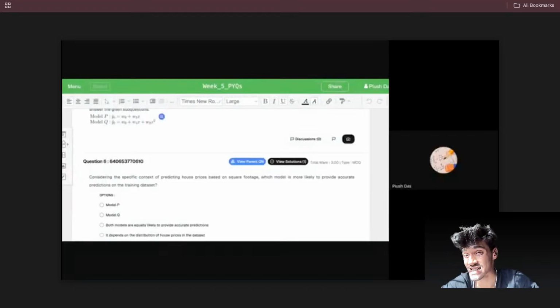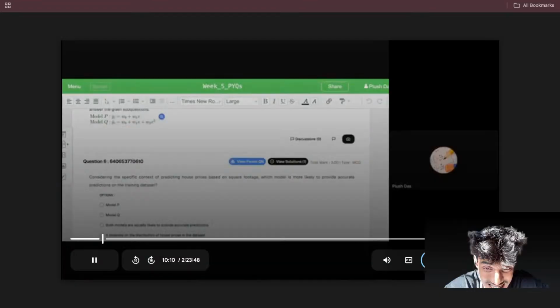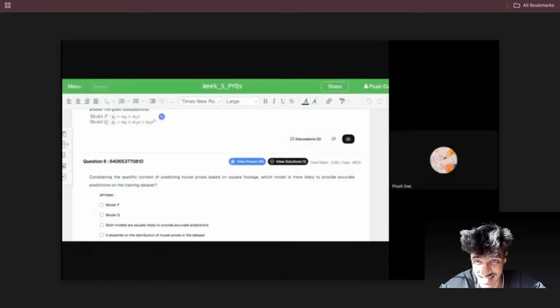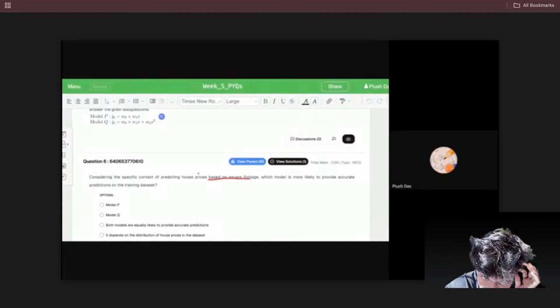First option is model P, that is this one. Then model Q. Then both models. First of all, tell me, does it depend upon the distribution of the house price in the dataset? No. Okay, because our features are based on the square footage, right? Yes. Okay, so this option automatically cancels out.